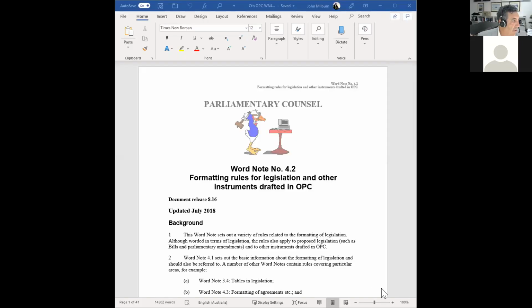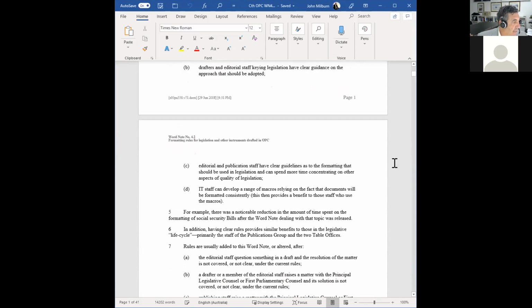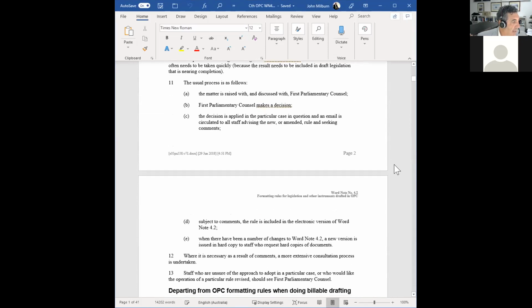So now, hopefully, you can see the WordNote 4.2, which does provide the formatting rules for legislation or other instruments drafted in the Office of the Parliamentary Counsel. These are updated regularly, so this one was updated in July 2018, and it provides guidelines about formatting things like cover pages, references to legislation names, headings, layout of forms, tables, etc. So again, some very useful information for you there about formatting.